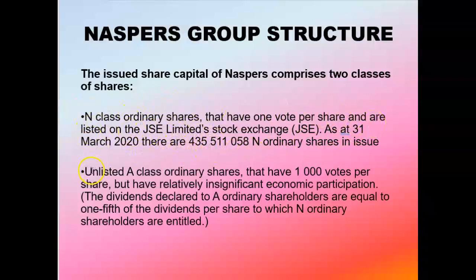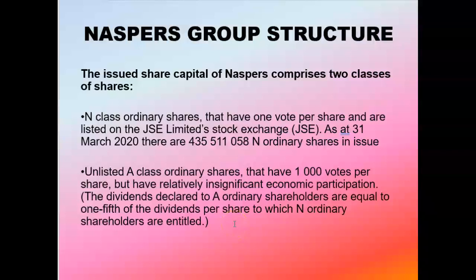Then, Naspers also has unlisted A-class ordinary shares. And these shares have 1,000 votes per share, but they have relatively insignificant economic participation. The dividends declared to an A ordinary share are equal to 1/5 of the dividends per share to which an N ordinary shareholder is entitled.